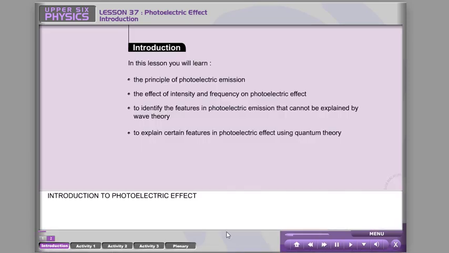Introduction to Photoelectric Effect. In this lesson, you will learn the principle of photoelectric emission, the effect of intensity and frequency on photoelectric effect. To identify the features in photoelectric emission that cannot be explained by wave theory. To explain certain features in photoelectric effect using quantum theory.